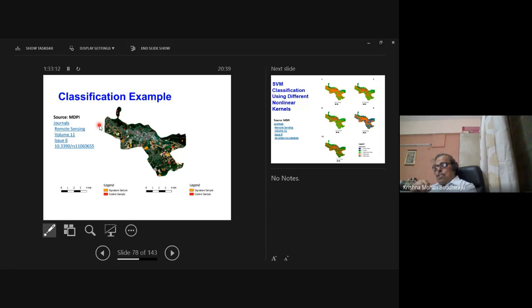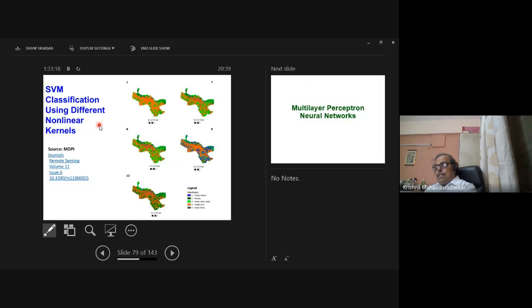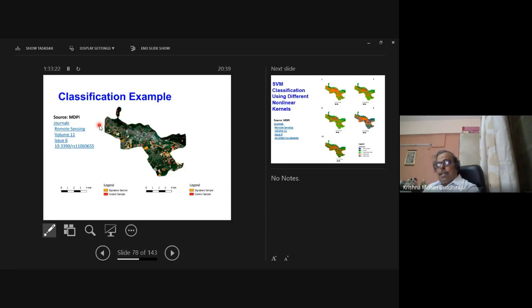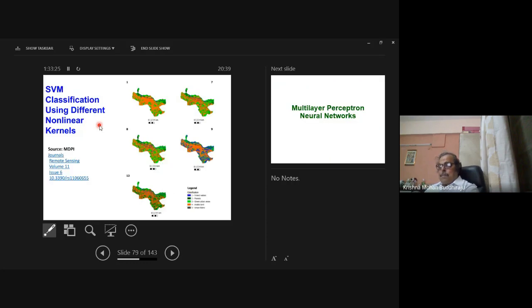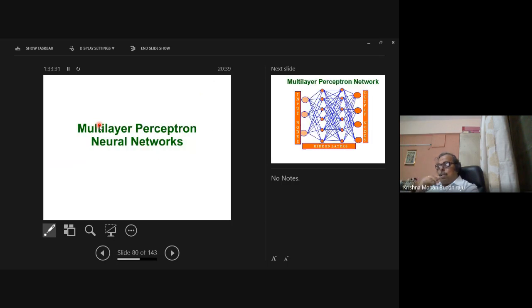You have a classification example with remote sensing. So the input data is here and the classification result is here. I've given you the reference so you can look up the original paper if you like.